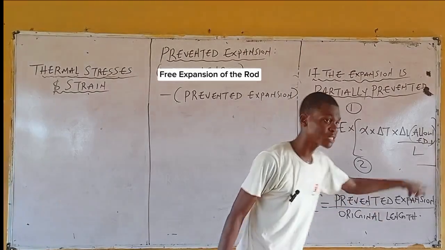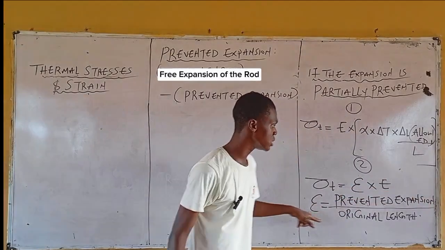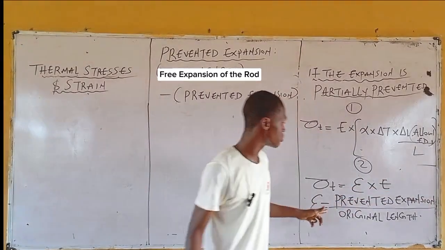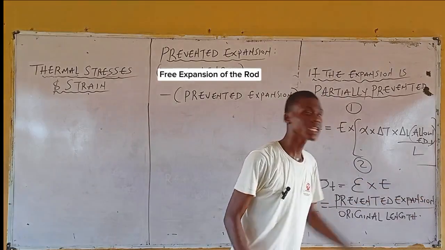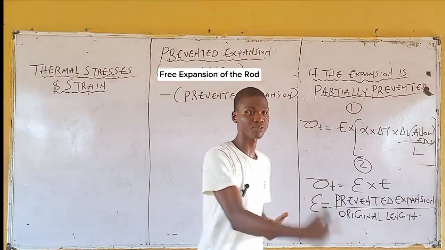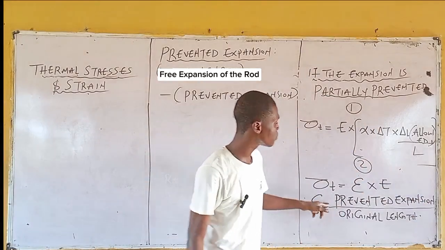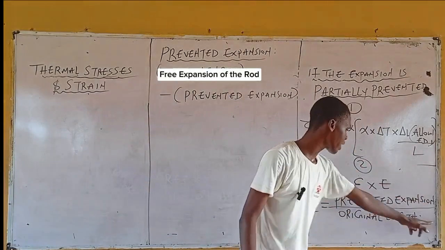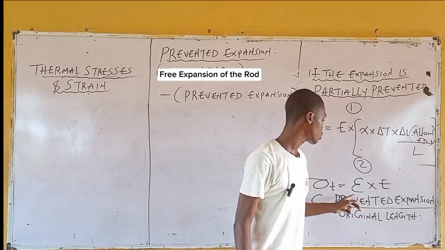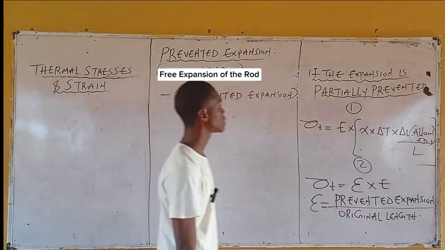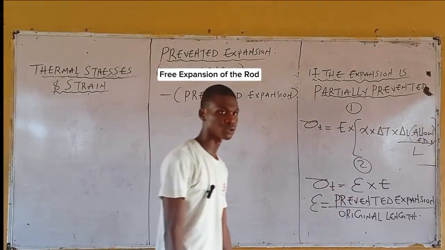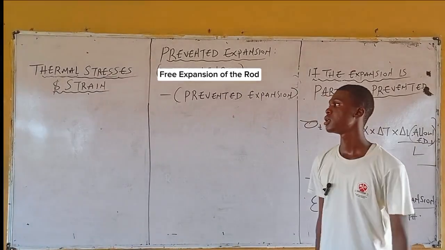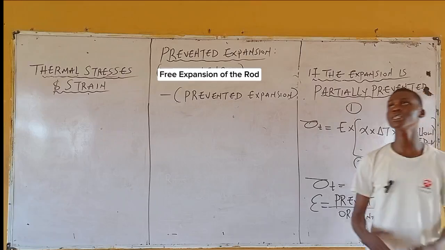The prevented expansion divided by the original length. When we say prevented expansion, meaning the total length minus what you are preventing, right? So you are saying the prevented expansion divided by the original length. The question is, how do you get this prevented expansion? Use this formula: total length minus prevented expansion. Now read the question given.